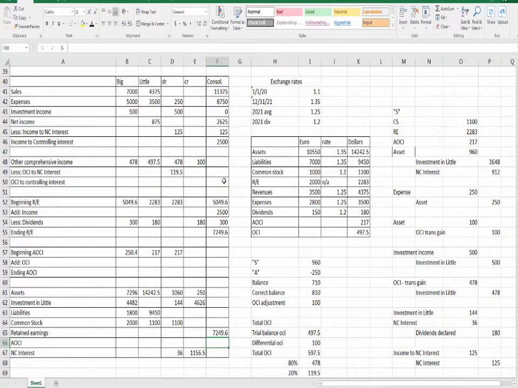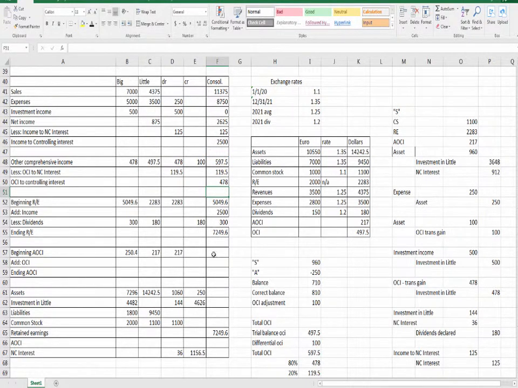Let's go ahead and work through our statement of other comprehensive income. Again, these were all credits. Credits are positive, are gains. So credit plus credit, credit plus credit plus credit minus debit. Again, that 597.50 is the gain from the translation of the trial balance plus the gain from the translation of the differential. We're going to allocate 119.50 of that to the non-controlling shareholders, which means that for the parent, or for the controlling interest, there's 478.